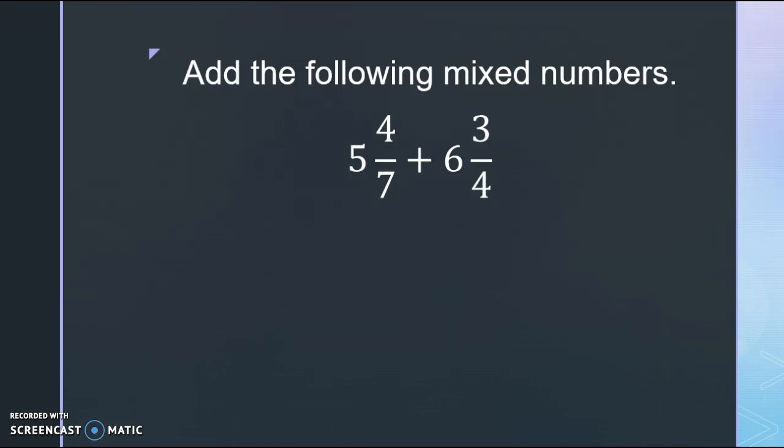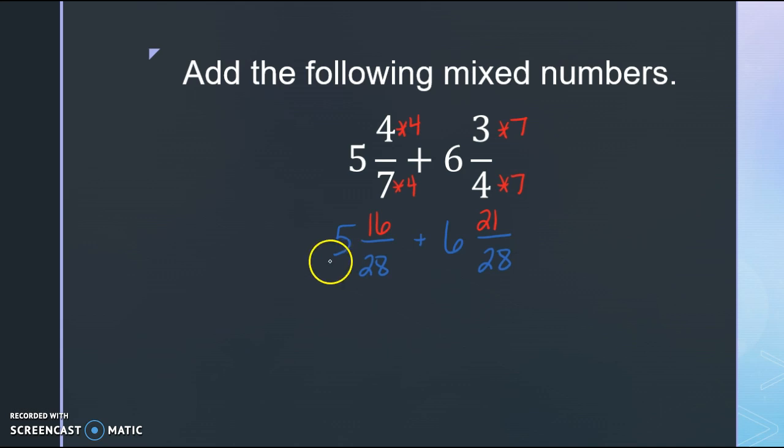Okay, so we've got 5 4/7 plus 6 3/4. So what I'm going to do first is I'm going to rewrite these fractions with a common denominator. And when I look at 7 and 4, I'm going to choose 28 as my common denominator. So for my 4/7, I had to multiply 7 by 4. So I have to do the same thing to my numerator. 4 times 4 is 16. Then I look at my 3/4. I have to multiply 4 by 7. So I have to do the same thing to my numerator. 3 multiplied by 7 gives me 21.